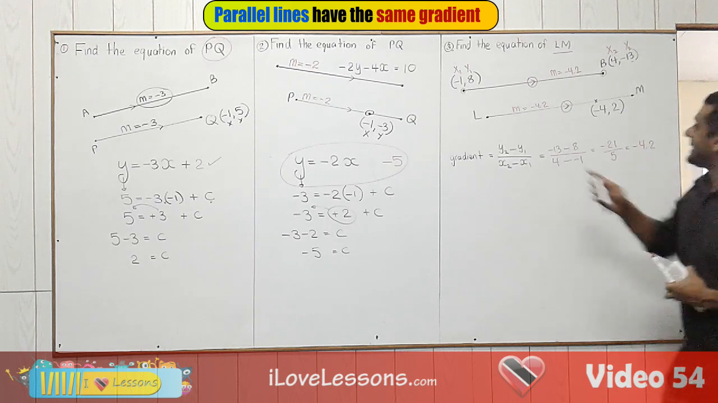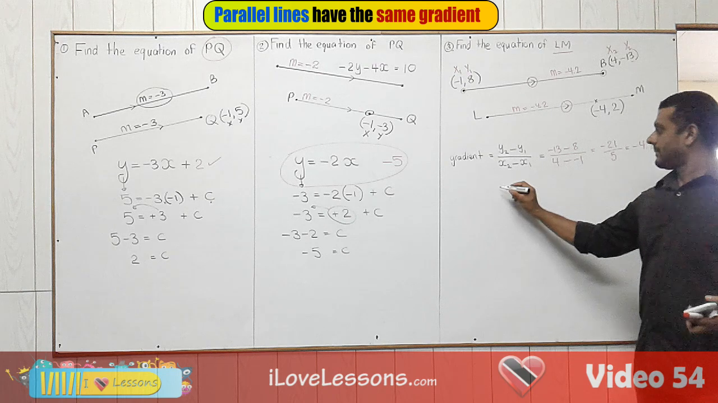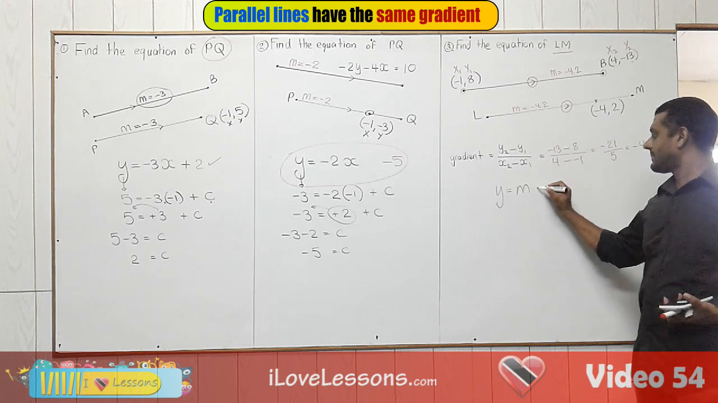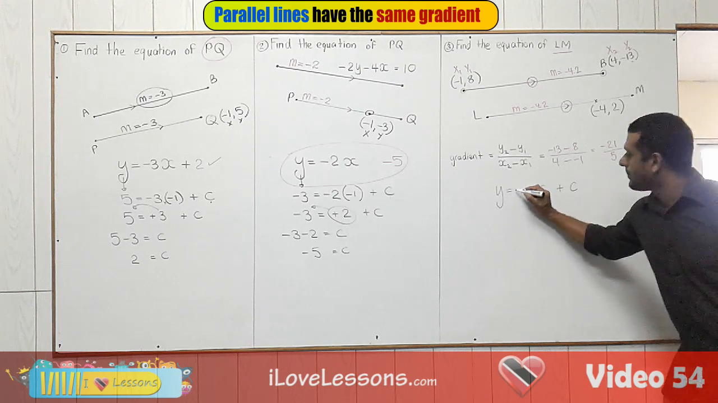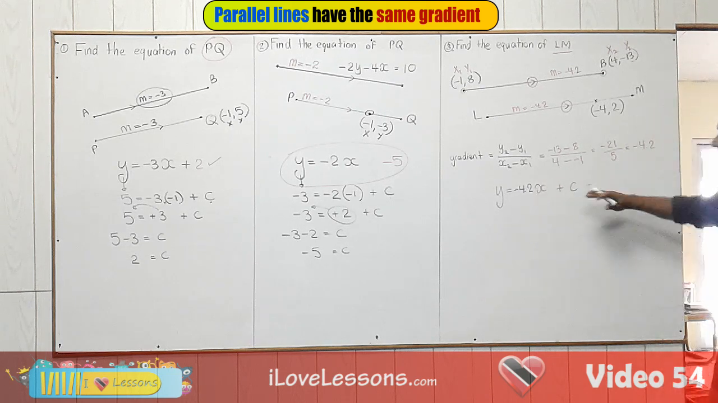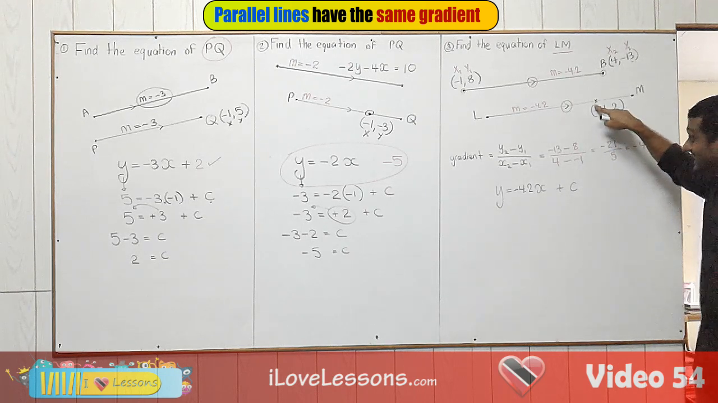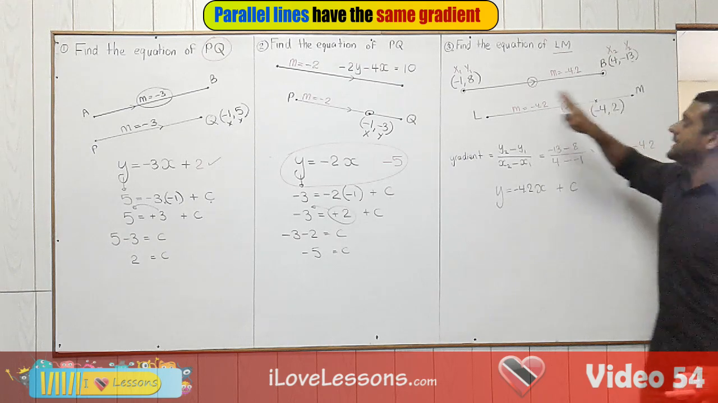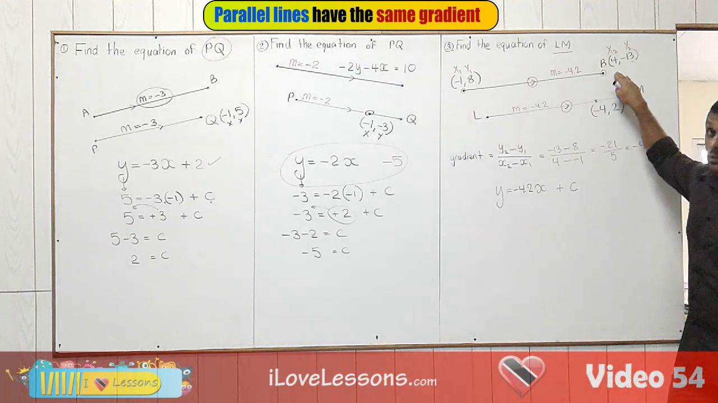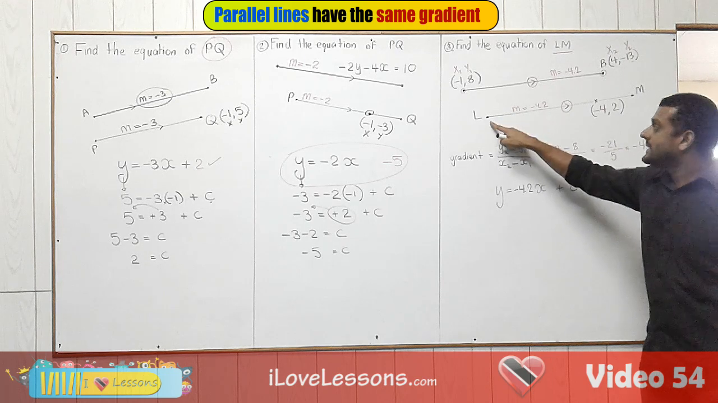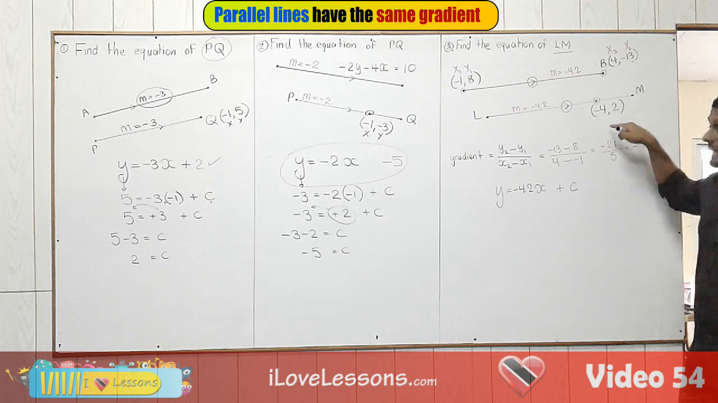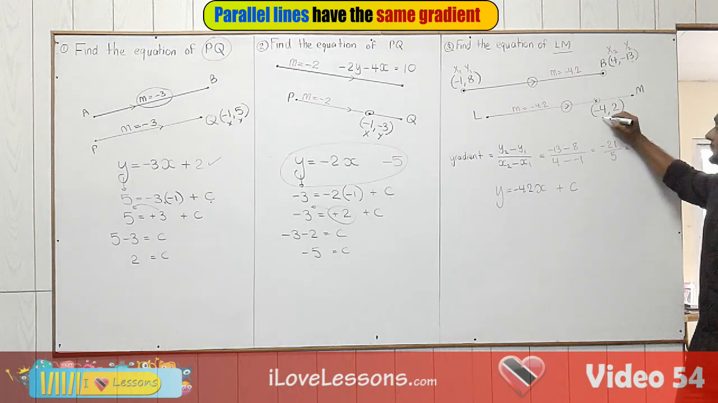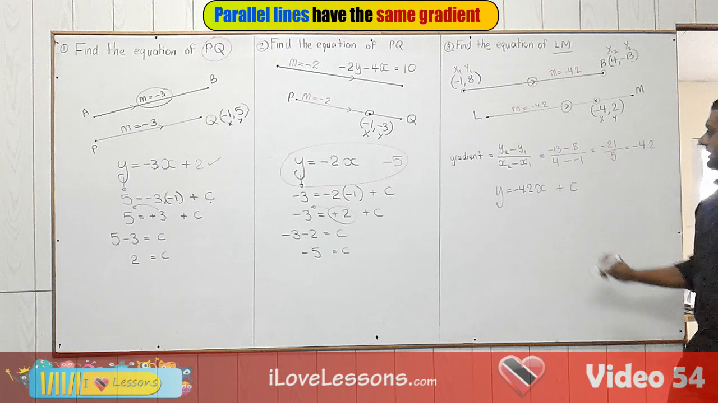So let's find the value of C for the line LM. So we know y is equal to mx plus C. M is minus 4.2. We just have to find C now. To find C, we need 1 point on the line LM. Some people might choose this point or choose this point in order to find C. But we are finding the equation of LM. We have to choose a point on LM. So this is the only point we can choose. Here's X and here's Y.